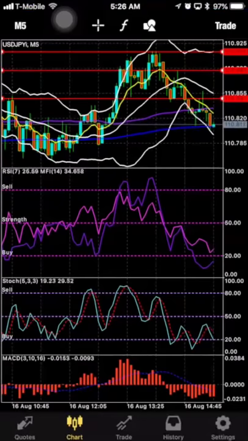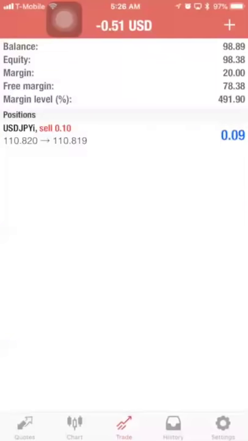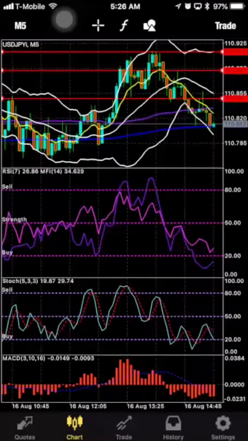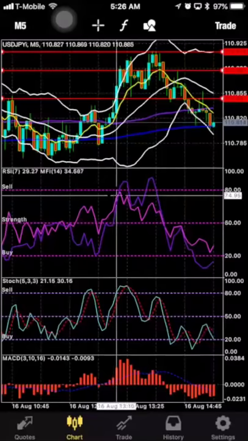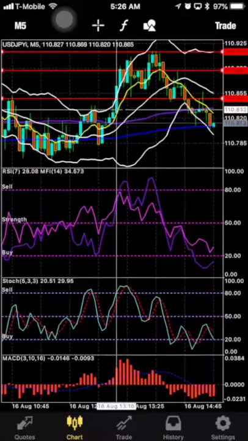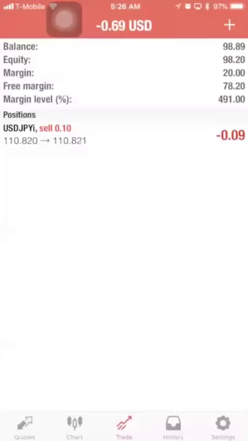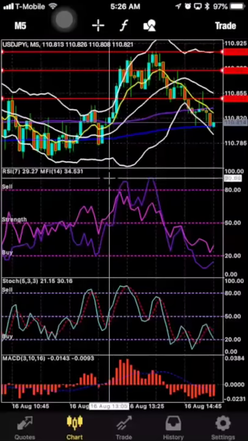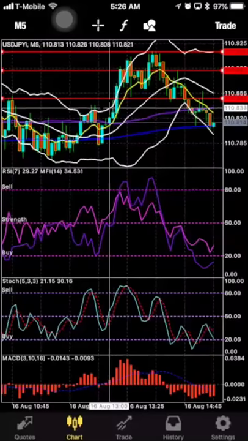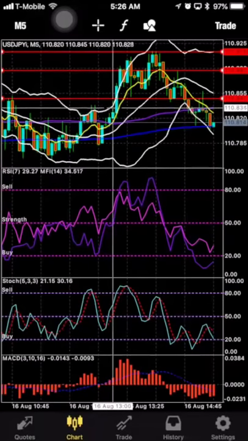So this is a demo account that I'm showing you right now, and this is what's happening. What you would do is you would set your stop loss right above the purple 50 moving average, which is right here. So we entered at 110.820, and your 50 purple moving average is at 110.83.